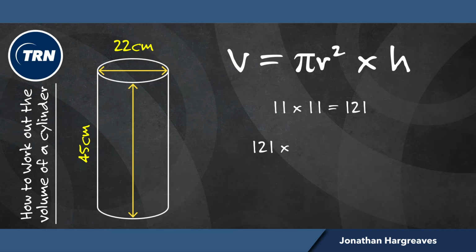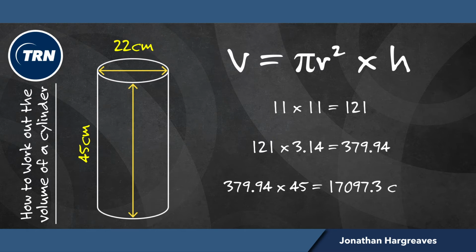121 is then multiplied by 3.14, which arrives at the figure of 379.94. 379.94 is then multiplied by 45, and we arrive at the grand total of 17,097.3 cubic centimeters. Cubic means that we are using 3 measurements and is always shown as the small number 3. Why 3 measurements? Well, we're using pi, we're using radius, and we're using height. And volume with a cylinder is always shown as the small number 3.